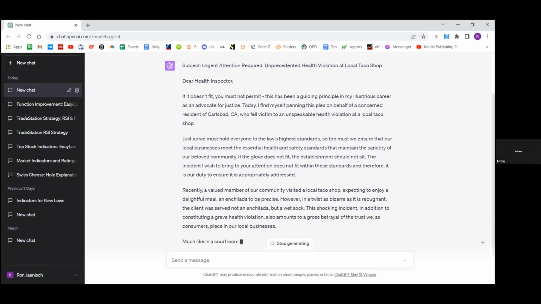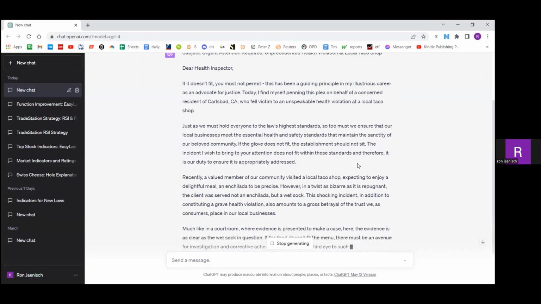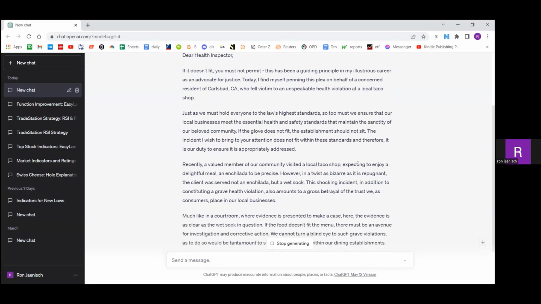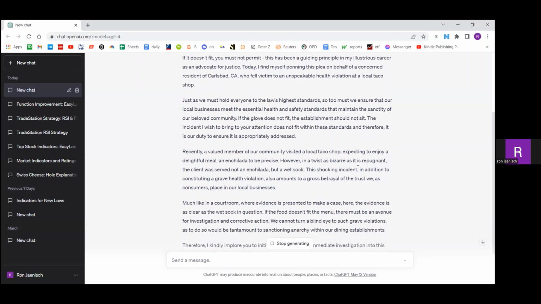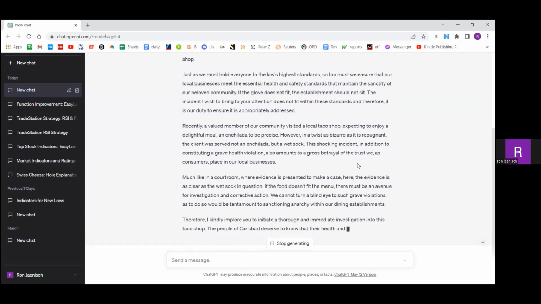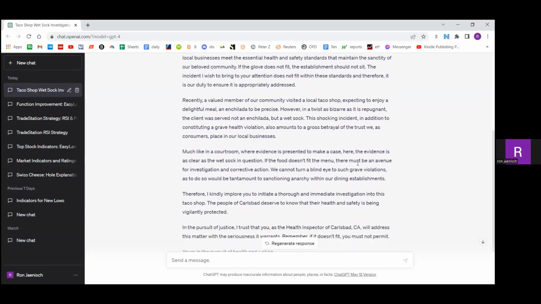Try Joe Tacopina next. "Today, I find myself penning this plea on behalf of concerned residents of Carlsbad, California, who fell victim to an unspeakable health violation in a local taco shop." This is great. You see, when you don't tell it how to write, it always writes like a corporate middle manager. So keep that in mind. It writes a lot like the people who work at Amazon or Google. So you have to give it a style if you want it to do regular writing.